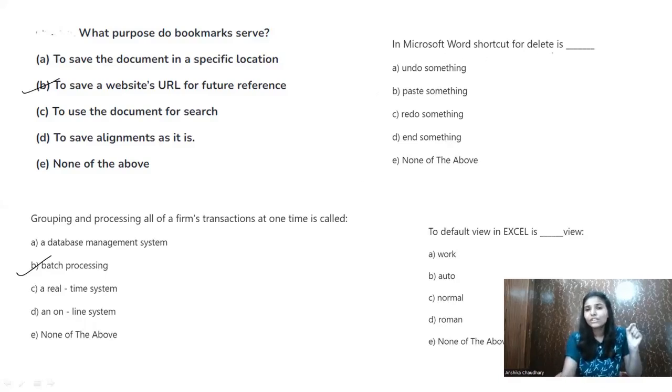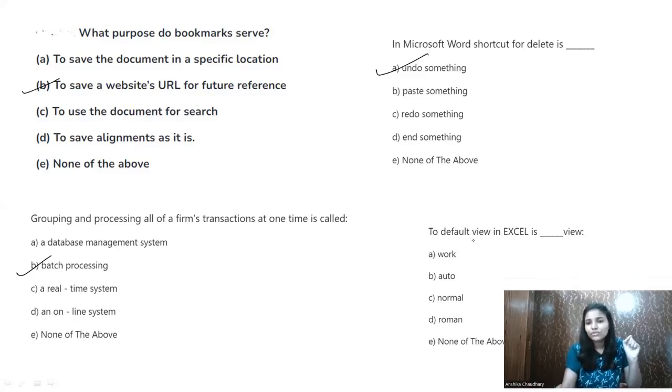In MS Word, the shortcut for delete is... okay, undo something, paste something, redo something. So it will be undo. If you have done a task and you want to delete that particular task, so simply what you have to do is undo. Or we can say Control Z is the shortcut key for undo. So let's move on to this question now.